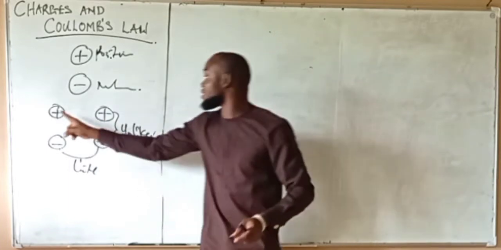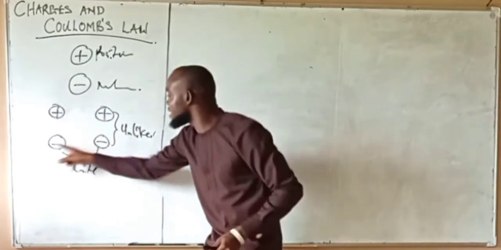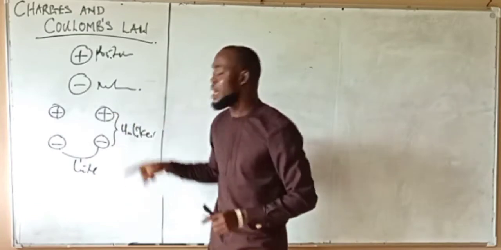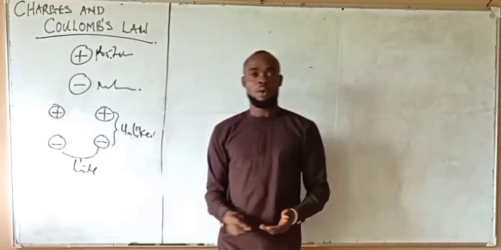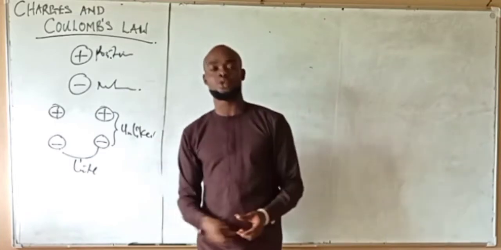Now, two like charges, this and this, will repel; this and this will repel; this and this will attract; this and this will attract. What do you mean by repel? We tend to push each other away. What do you mean by attract? We tend to come close to each other.